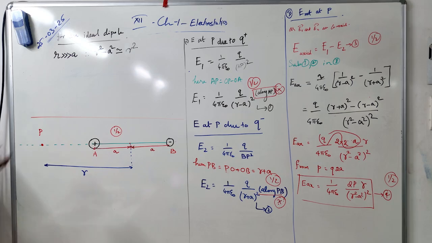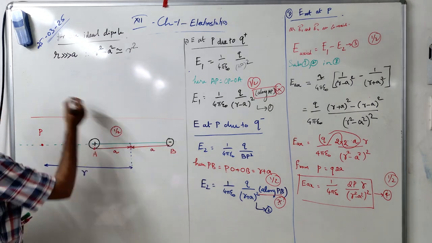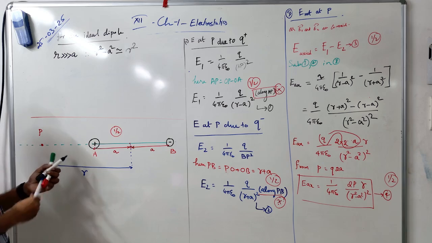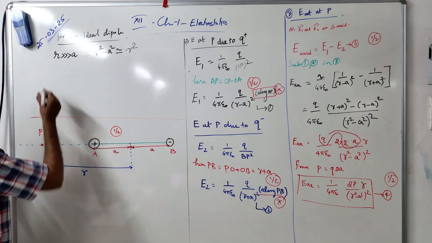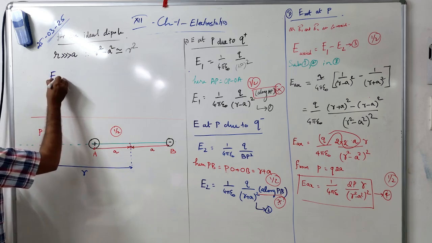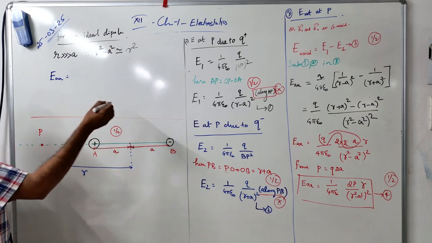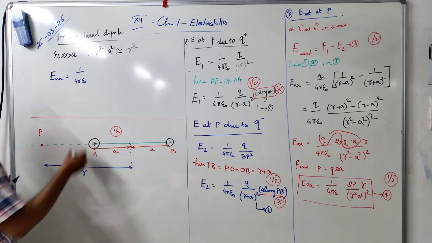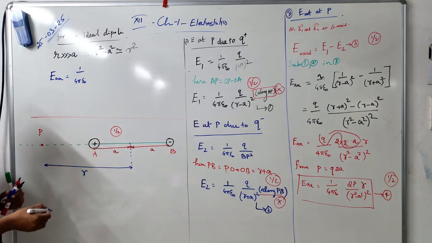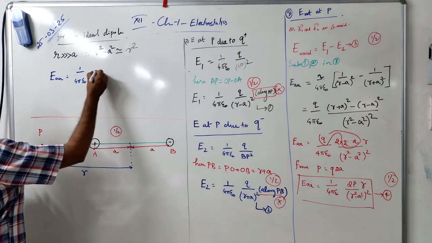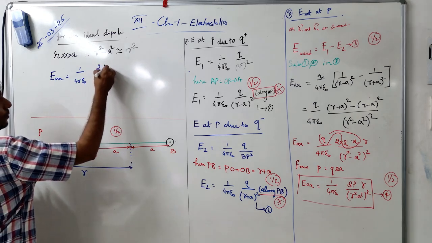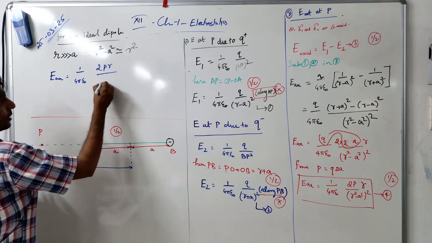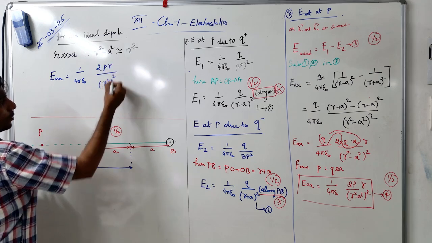Got it? Under this condition, how would this equation vary? We can write E axial is equal to, come on, guide me, 1 by 4 pi epsilon naught into 2 p r divided by r squared the whole square.